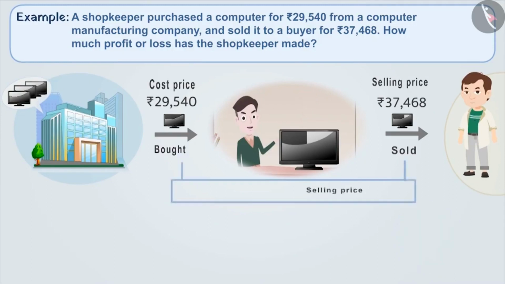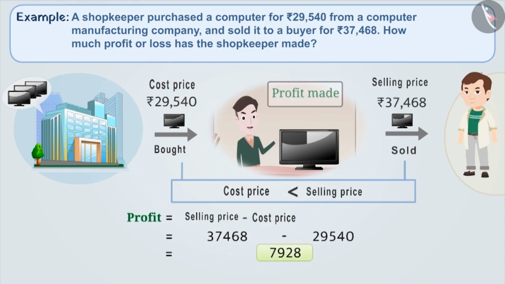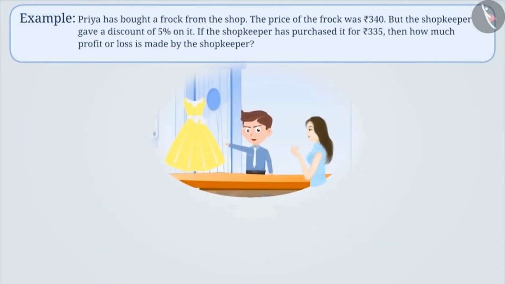Absolutely correct. Since the selling price is greater than the cost price, the shopkeeper has made a profit. Since profit is equal to selling price minus cost price, which is equal to 37,468 minus 29,540, which is equal to rupees 7,928, the shopkeeper has made a profit of rupees 7,928. Next example. Priya has bought a frock from a shop.